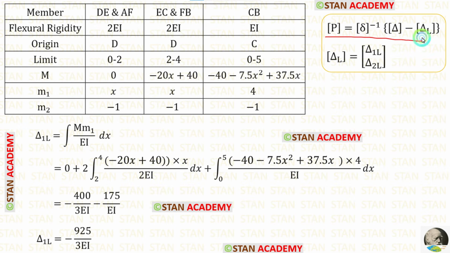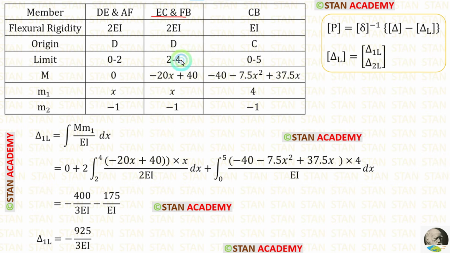In this formula, now we are going to find out the delta L matrix. In the delta L matrix, now let us find delta 1L. The formula is the integration of capital M small m1 upon EI dx. For DE and AF, the moment M is 0. The moment small m1 is x. 0 into x, we will get 0.